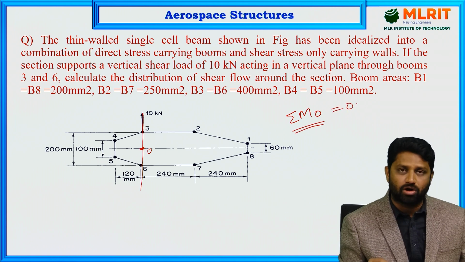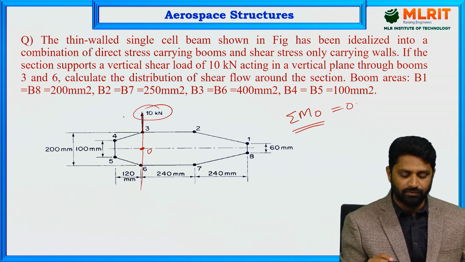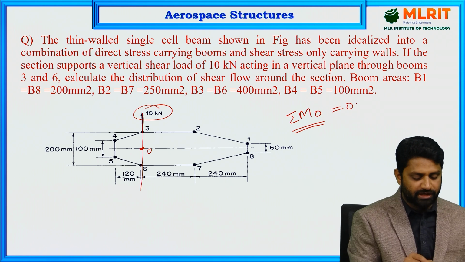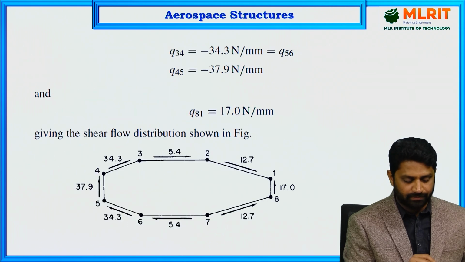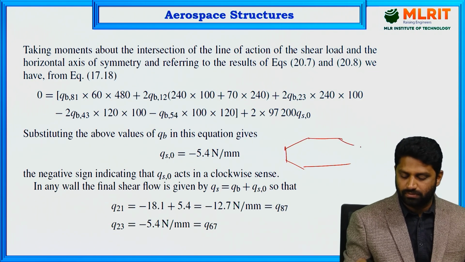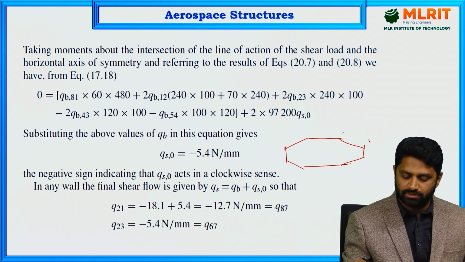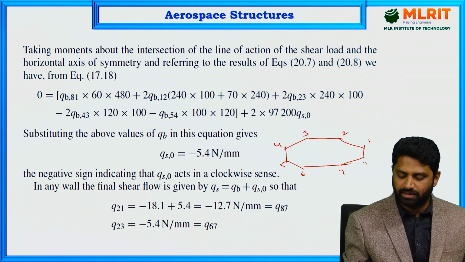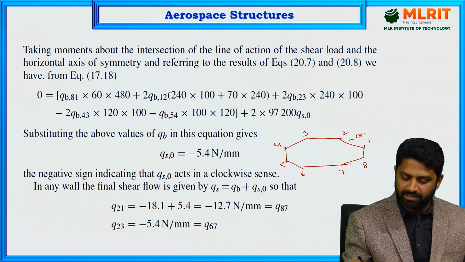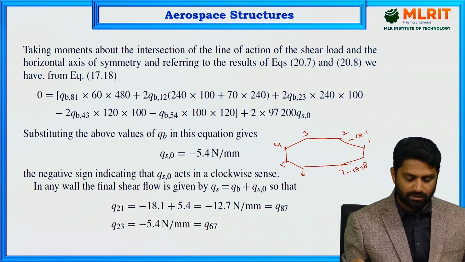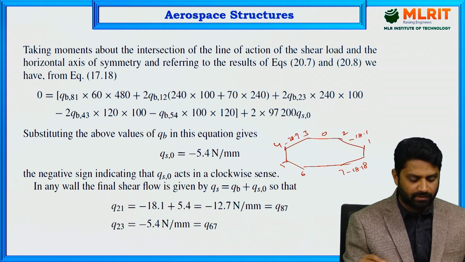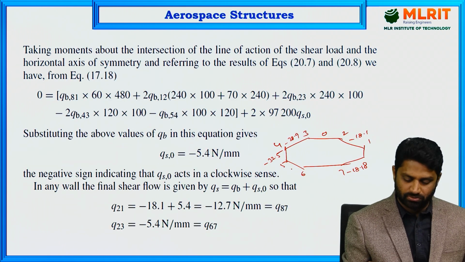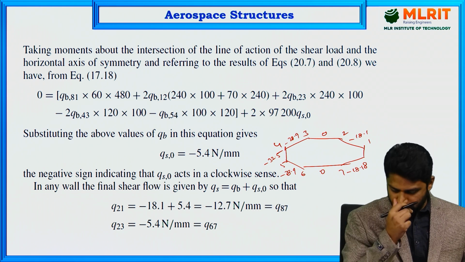And when it comes to the summation of all the moments, the first thing is the moment due to the shear load, and the second one is the moment due to all the shear flows. So we got the shear flow, here it is 0. Let's try to draw here. Here it is 1, 2, 3, 4, 5, 6, 7 and 8, and this we got minus 18.1, this minus 18.1, and then QB34, this is 0 anyway, that we assumed, and this is minus 28.9, and the next one is minus 32.5, and the next one is 0. This is also the same, minus 28.9, and this is 0.